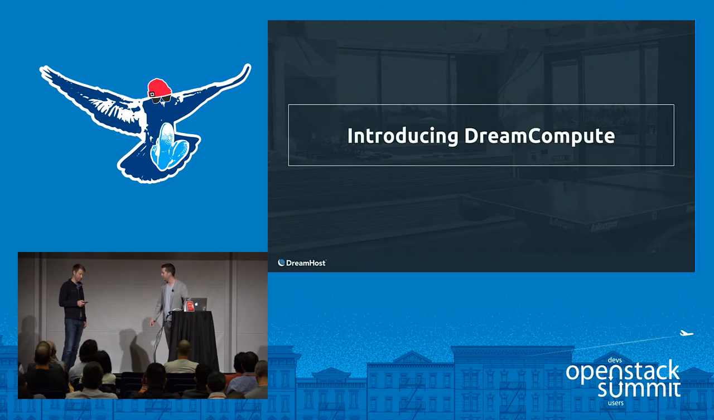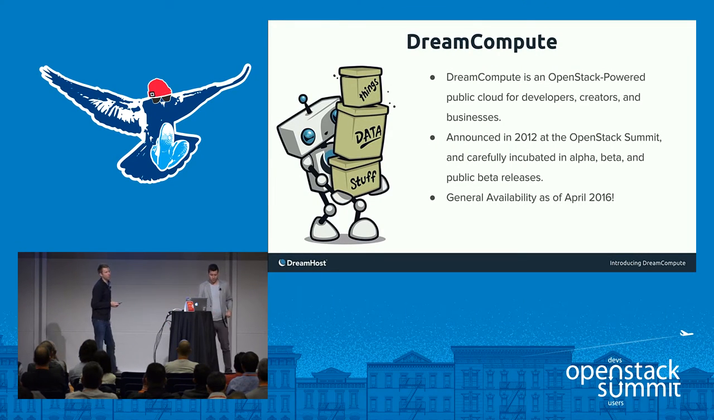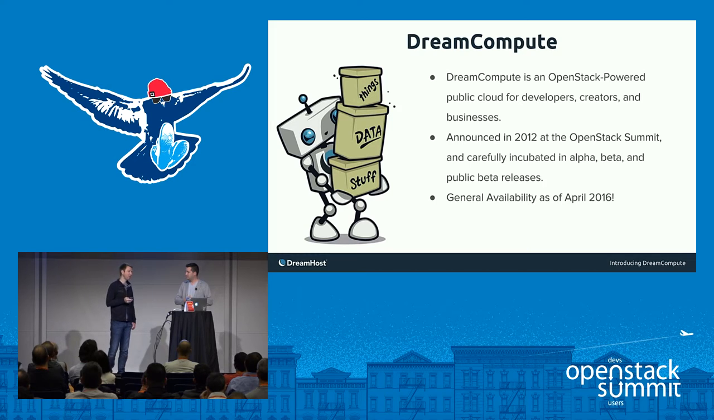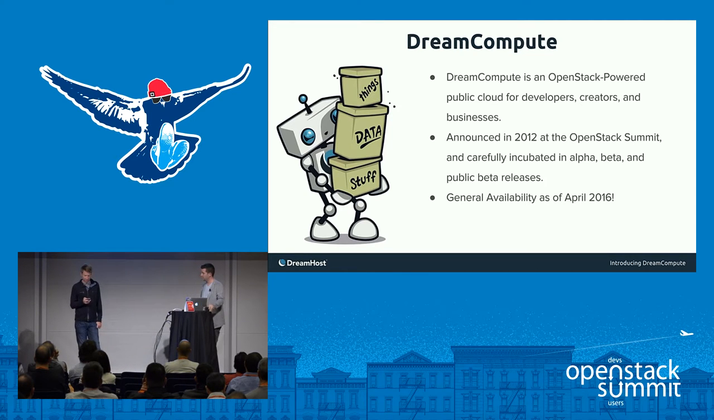So let's introduce DreamCompute. DreamCompute is our OpenStack-powered public cloud. It helps in our goal of helping customers own their digital presence. That's our noble cause that we fight for at DreamHost. We debuted in beta at the Folsom Summit in San Diego in 2012, but the design started in 2011 with some basic design tenets. We took a slow approach to curate the cloud and to ensure its stability. Debuted in beta in 2012 and moved into general availability in April of this year.